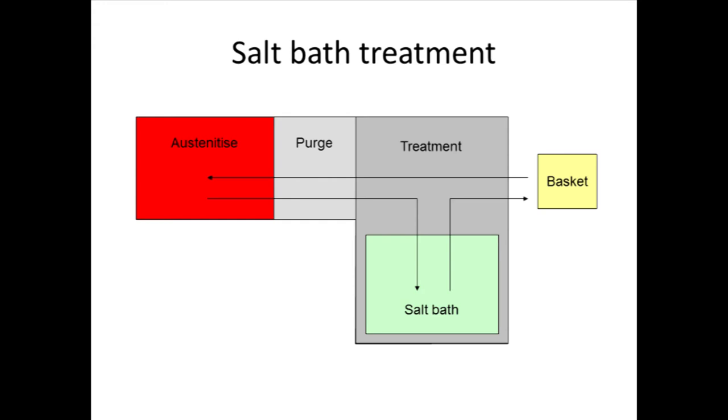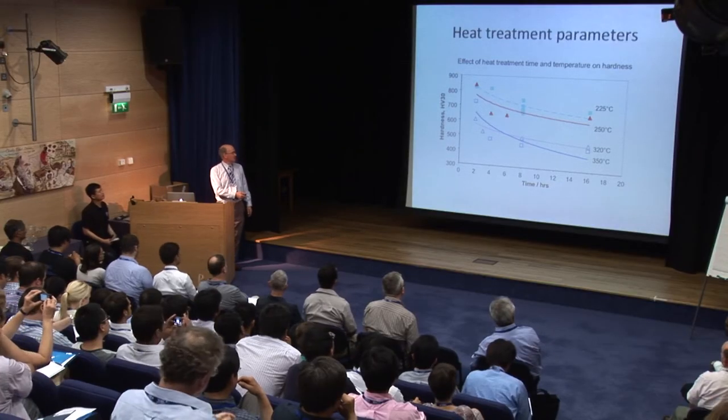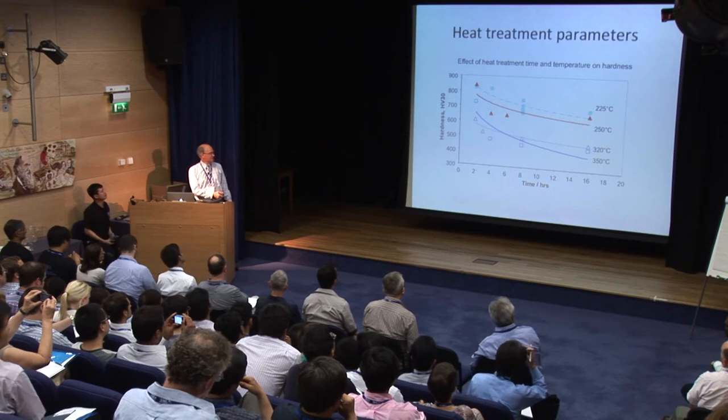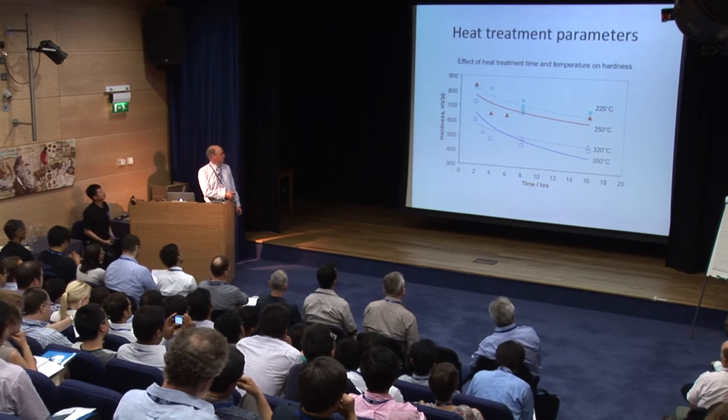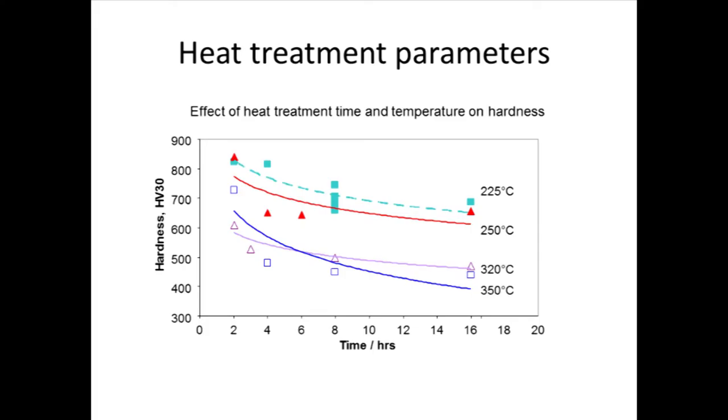The temperature of the salt bath treatment can be changed, and so you have the possibility of getting a range of different properties within the steel by using different treatment temperatures. Use of higher temperatures leads, as you would expect, to forming a softer structure, but that structure taking less time to form.